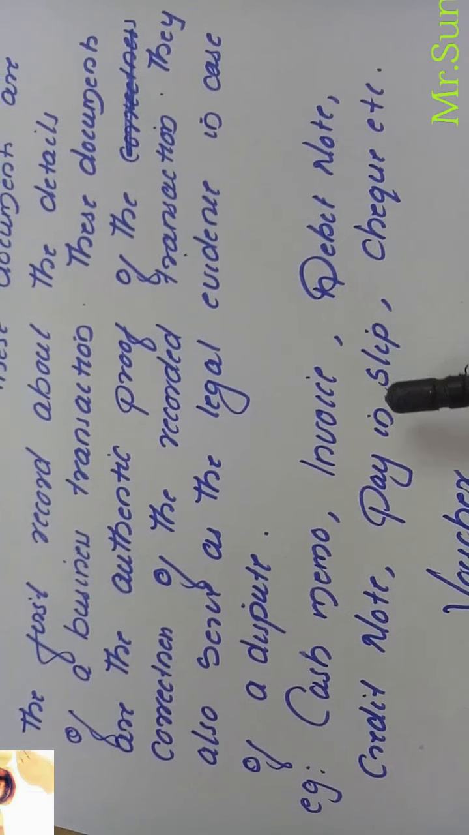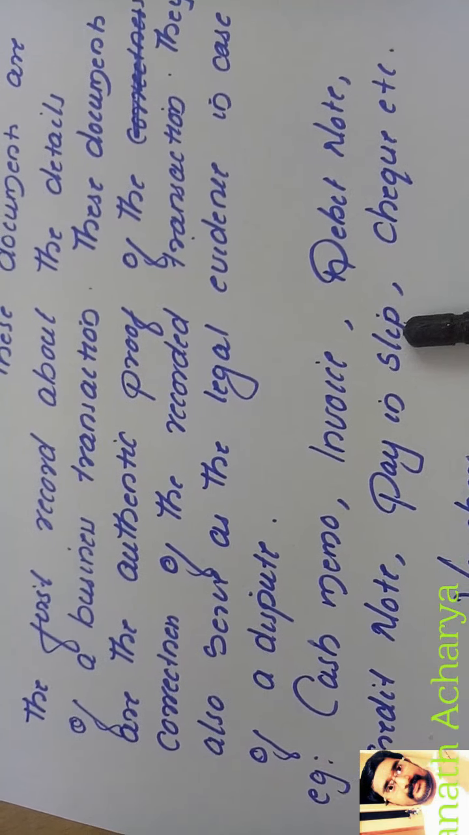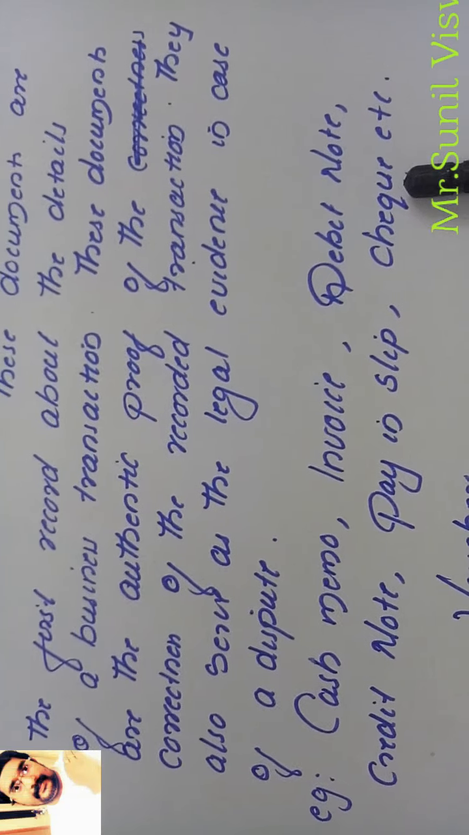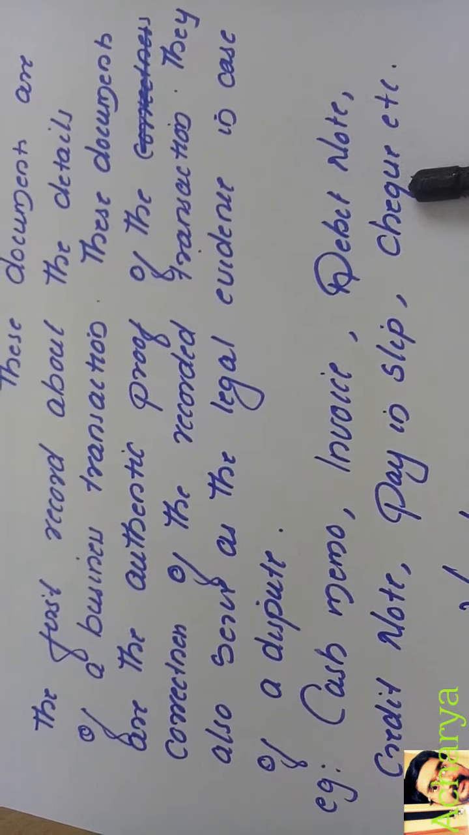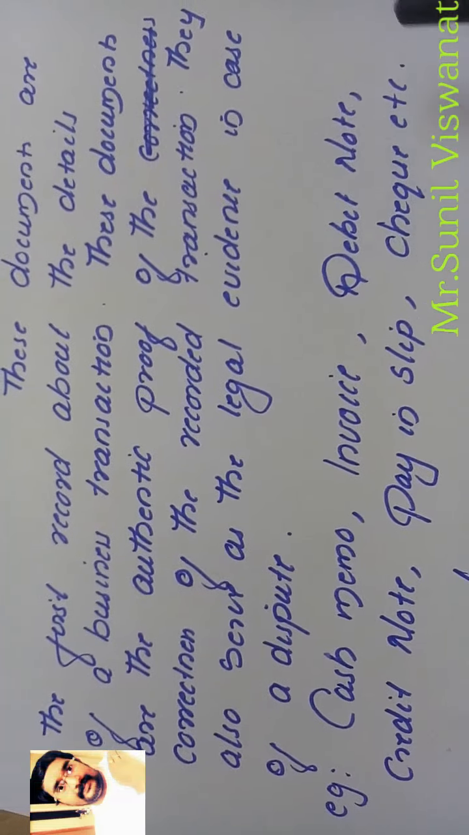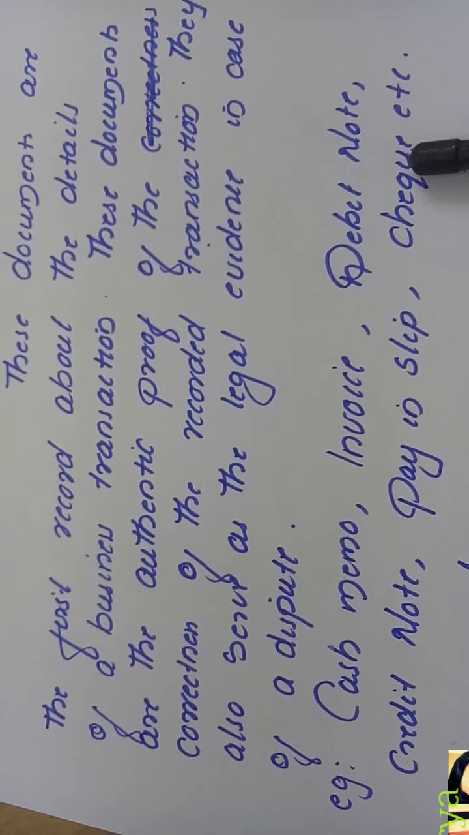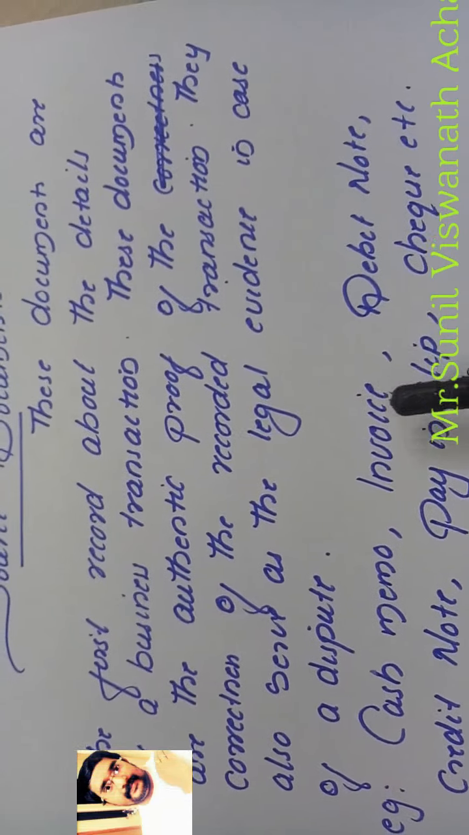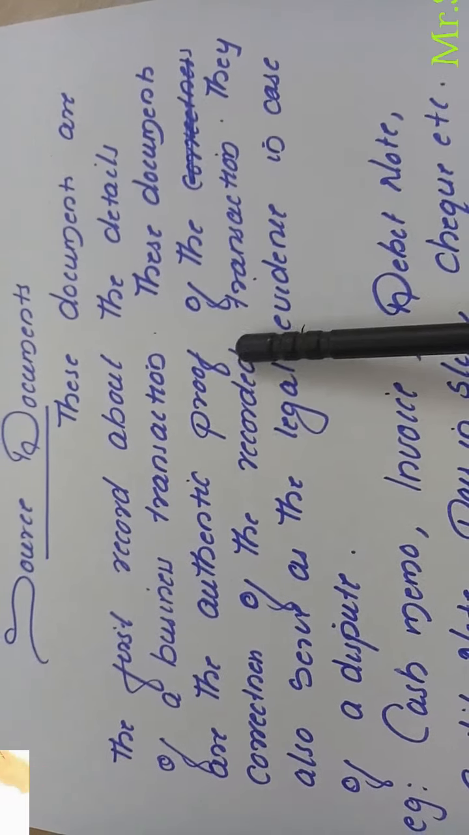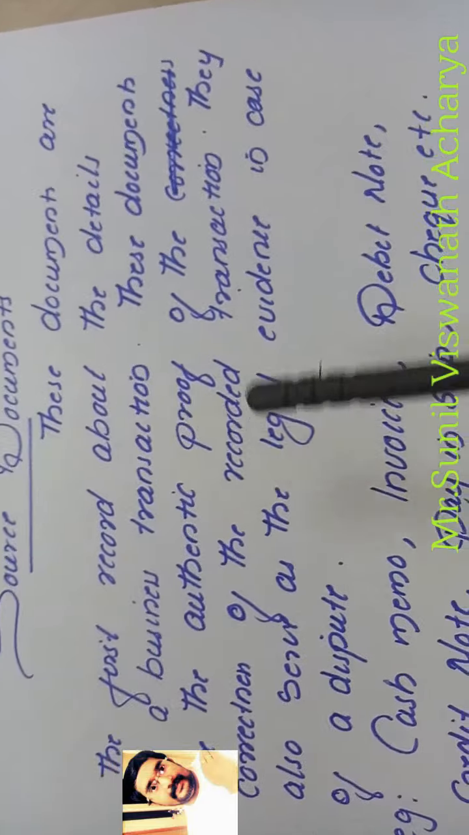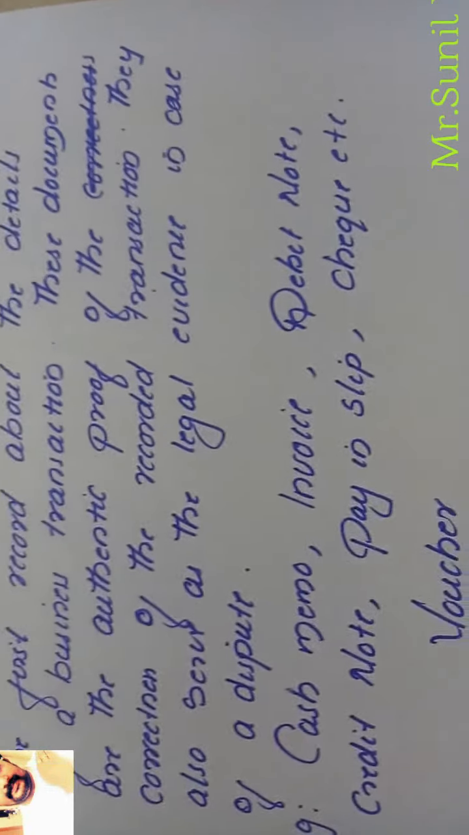Paying slip means when you deposit money in the bank. As evidence, we prepare a document, that is the paying slip. Cheque: normally when you transfer funds or cash from one bank account to another bank account, or from one party to another, we use an evidence, that is a cheque. These are all examples of documents which give authentic proof for a transaction. All these documents are the first evidence for a transaction, that is, source documents.